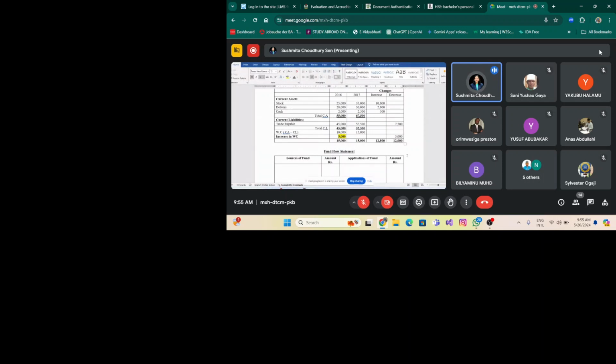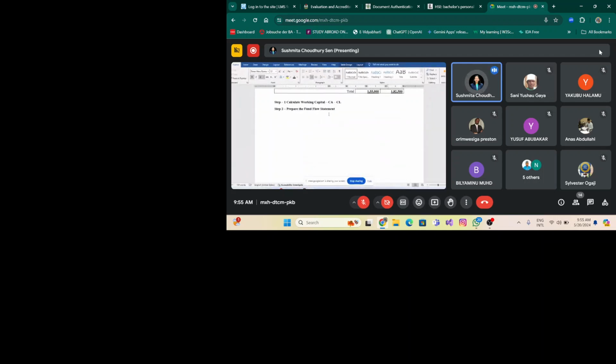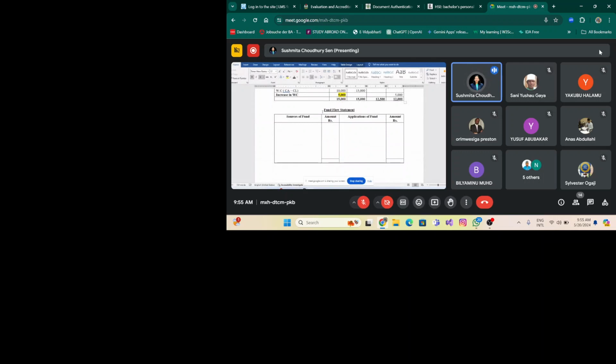Okay, so after preparation of working capital, we are able to know that there is an increase of 5,000 more in the working capital section. Once we have prepared this step 1, now step 2 is to prepare the fund flow statement. Now for the fund flow statement, this is the format, or the simplest format you need to draw. You need to write fund flow statement at the top, and the left hand section is the sources of fund, meaning all the sources from where you are borrowing the money or bringing the money into the organization.